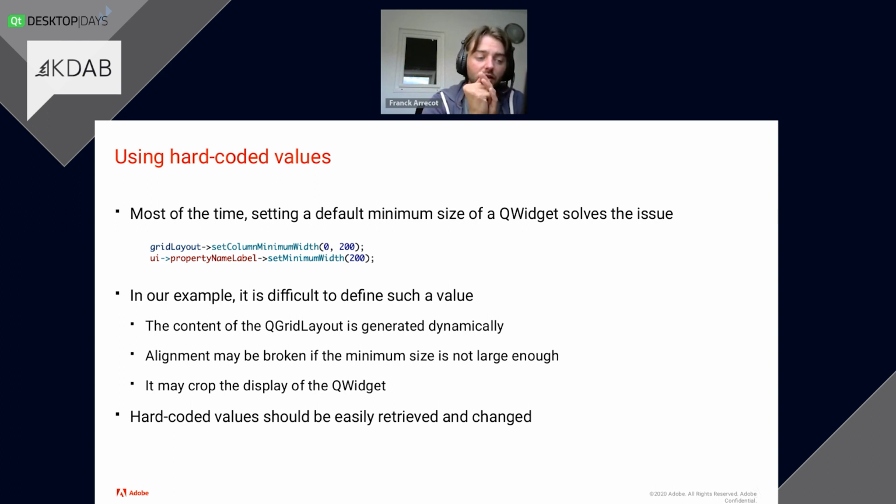But if the content of the grid layout is generated dynamically, like in our case, because we don't know which property will be displayed, or if, let's say, you pass some XML and the content can be really different from one to another, then you don't know, and you can have content that is not fitting the hard-coded value you set. So in this case, you cannot go for this solution. So what could you do?